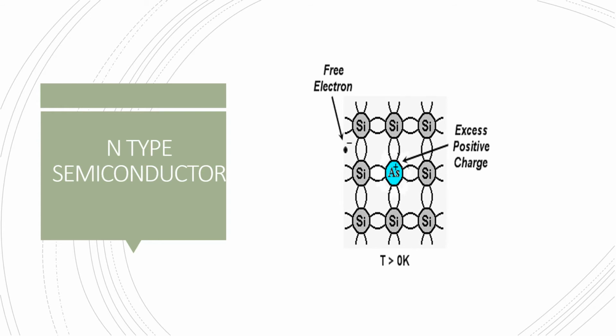Now let us see the N-type semiconductor. So suppose in this we have again a silicon.